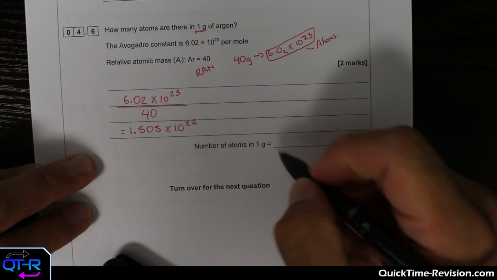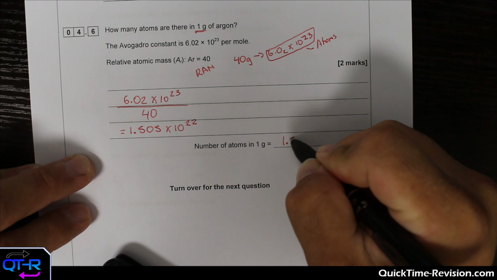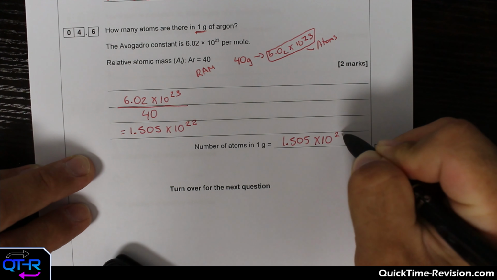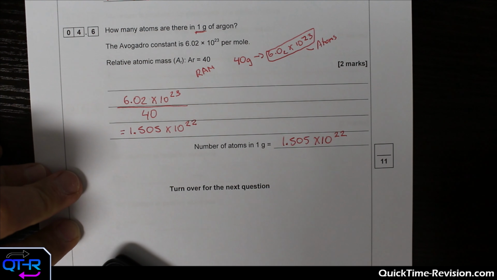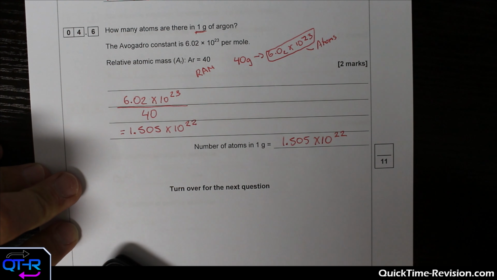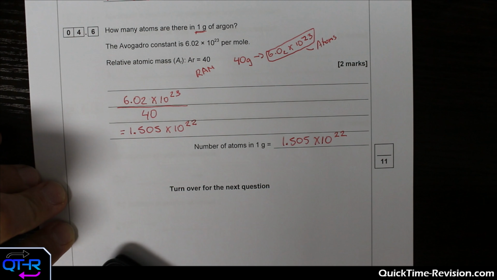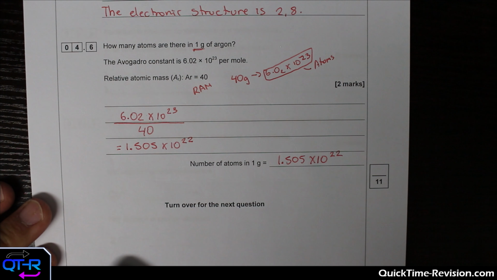So your answer would be 1.505 times 10 to the power of 22. Now, it's not asking me to do any significant figures or decimal places, so it's okay to just leave your answer like that, and that's going to be your full 2 marks in that question. Okay, so that is the end of question number 4. So click on the next video so we can look at question number 5.